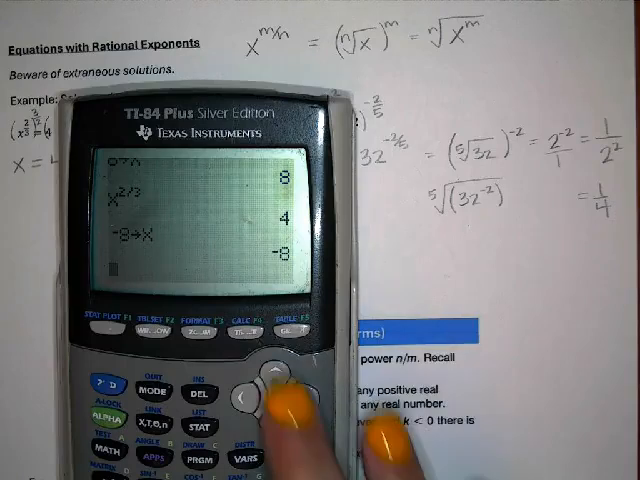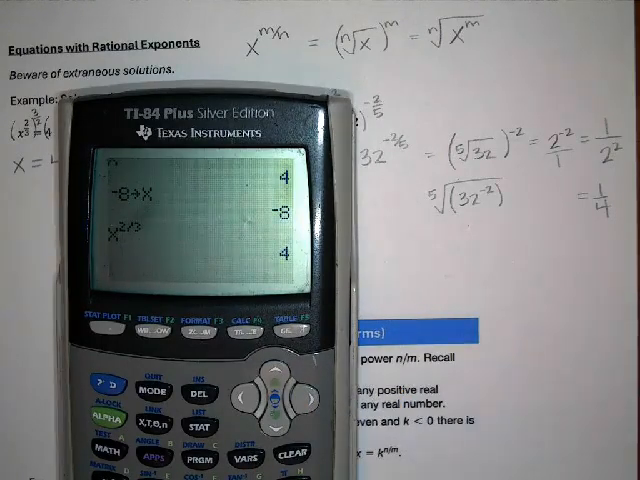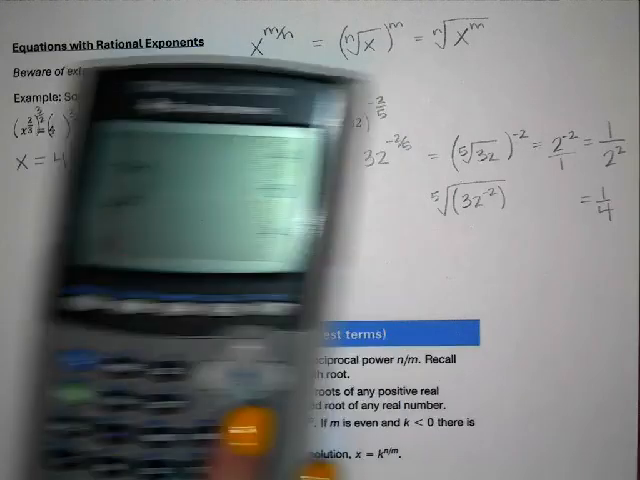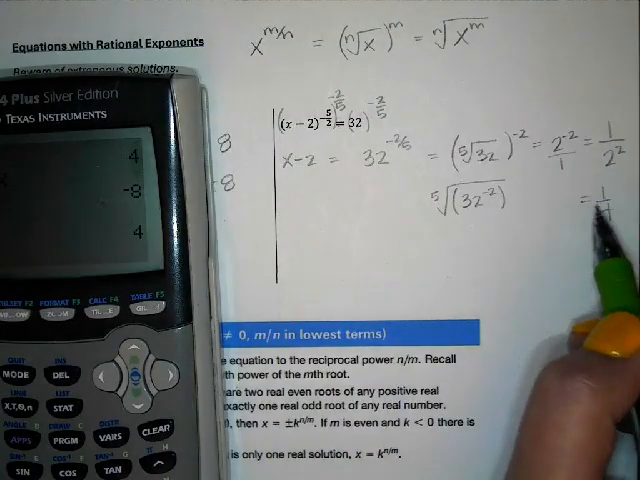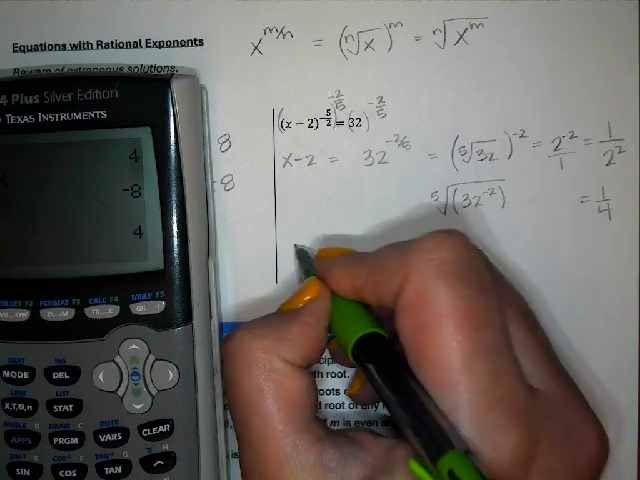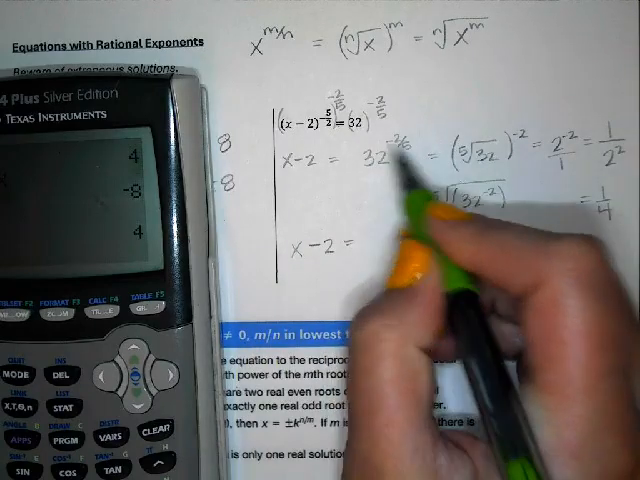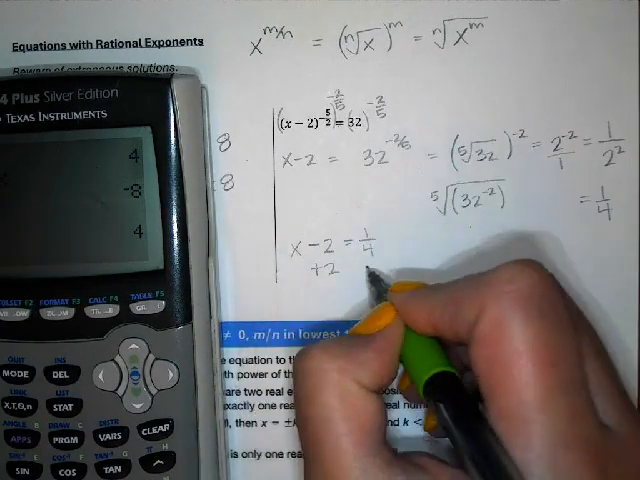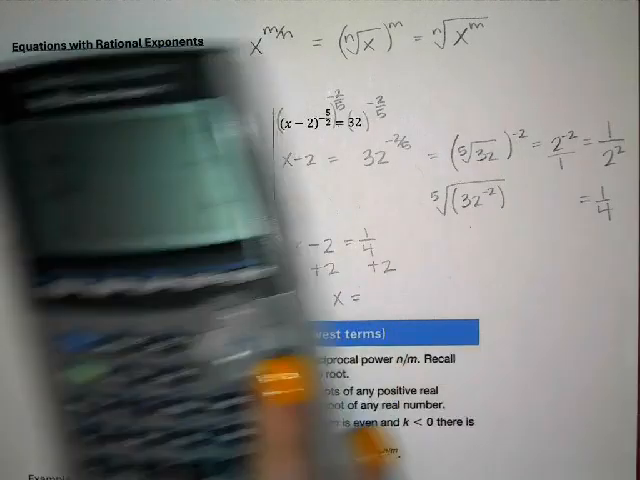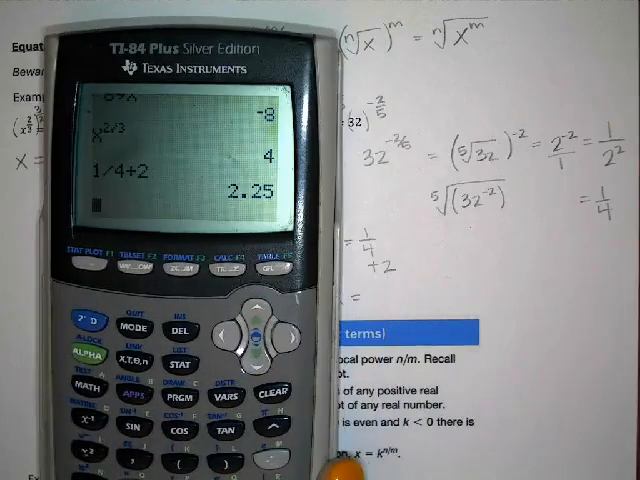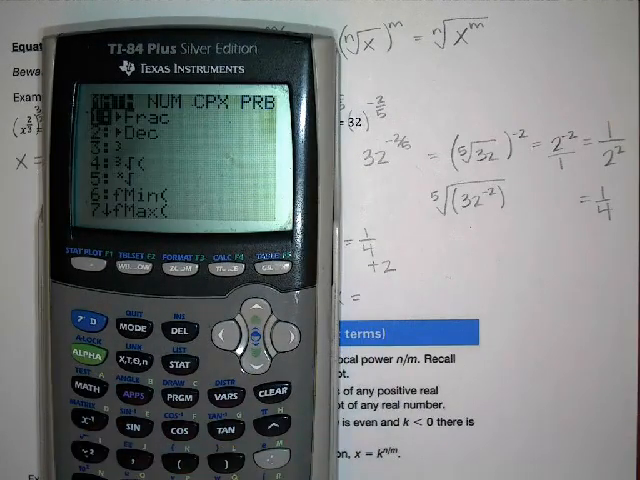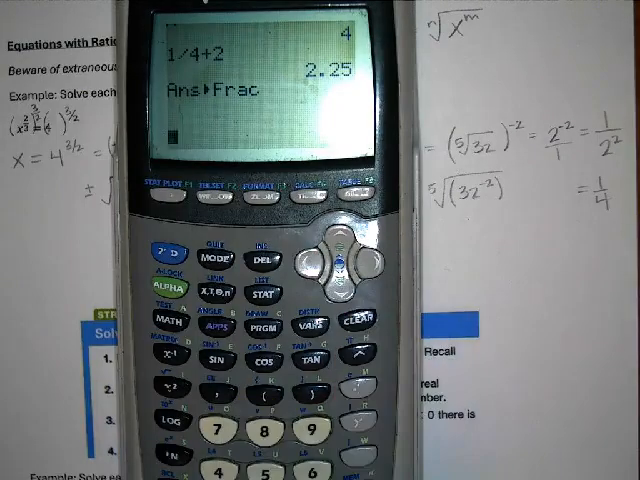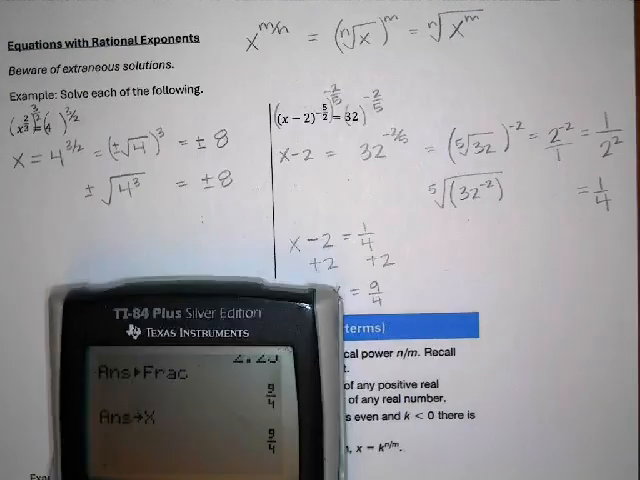For the next one, I've got, you know what, I wasn't even done with the 1/4. We have to be really careful here. I did all of this work, and it was x minus 2 was equal to this number over here. So x minus 2 equals 1/4. I'm going to add the 2 over. 1/4 plus 2. I'm going to hit the math button to turn this into a fraction. 9/4. Okay, so if I store that as x, then I can type in x minus 2 to the negative 5/2, and it gives me 32, so that's a good answer.